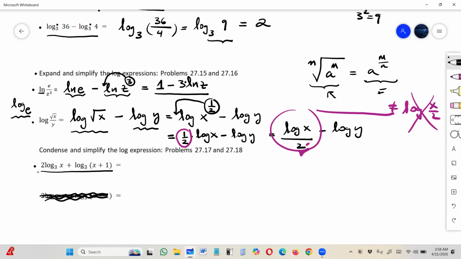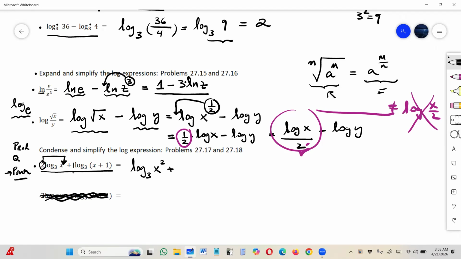So the first thing that we do when we have, so remember, we have the product rule, we have the quotient rule, and we have the power rule, okay? When we have them all in one problem, the first one that we need to apply is the power rule. So there's a number here in front of the log. So this number goes and becomes the exponent of the x before we do anything else. We cannot do anything with the product rule until we do the power rule first. So that's going to be log base 3 of x squared.